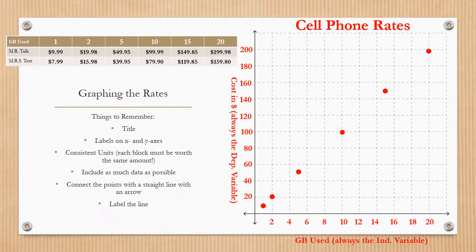Next, it's not good enough anymore to just simply plot the points. We want to connect these points with a straight line starting at the origin, and we're going to draw an arrow on the end of that line to the right because I could use more than 20 gigabytes. Now I can't continue my arrow to the left because I can't use a negative number of gigabytes. So it's going to start at the origin, meaning that I could use 0 gigabytes, and it's going to continue straight through my points with an arrow on the right end.